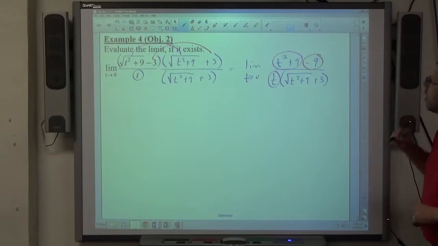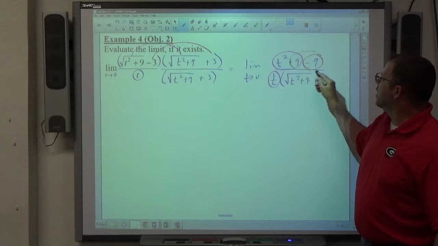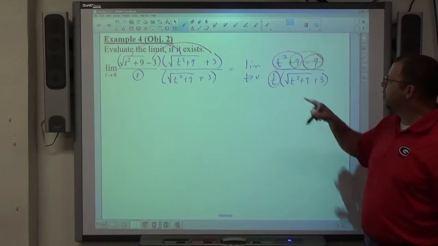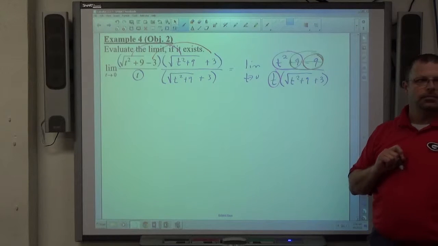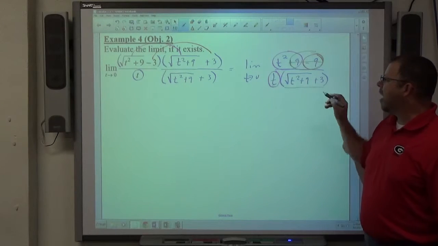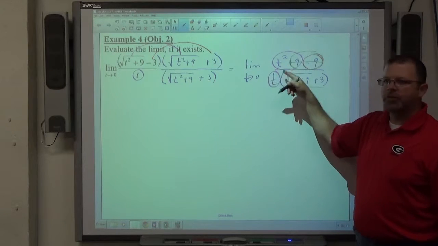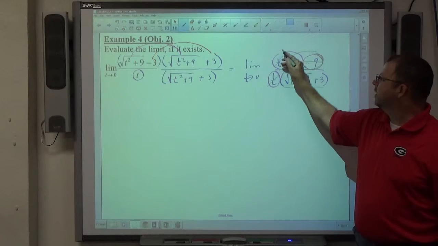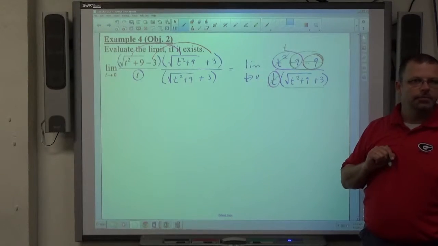All right. Notice on top, we got a plus 9 and a minus 9. They cancel. What's left on top is just t to the second power. Now I've got one thing on top, I've got two factors on the bottom. A single factor with a single factor is legal reduction. So I can cancel that t with that t and make t on top then, right?